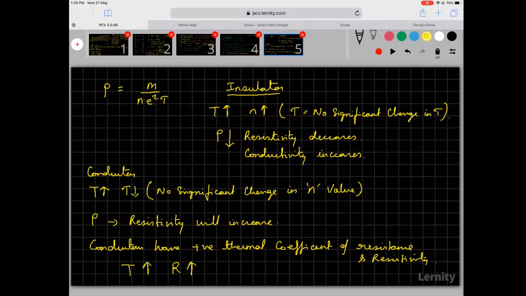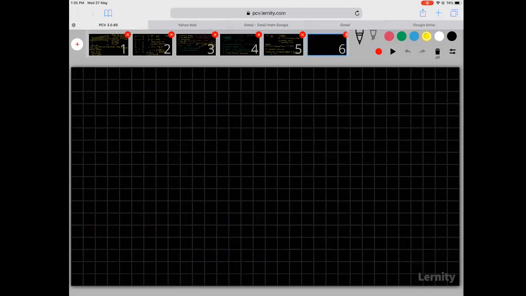I'm saying that conductors have positive thermal coefficient of resistance. As temperature increases, resistance increases. This is true for conductors. In case of insulators, as temperature increases, resistance decreases.